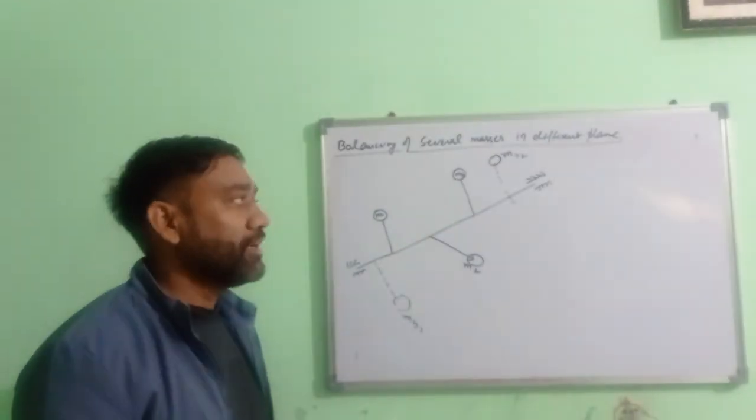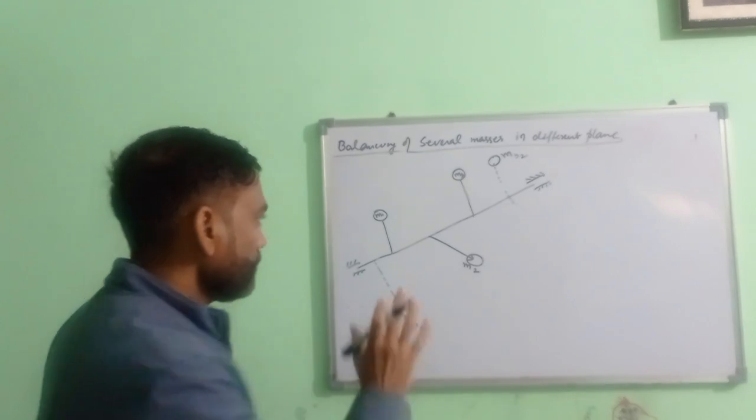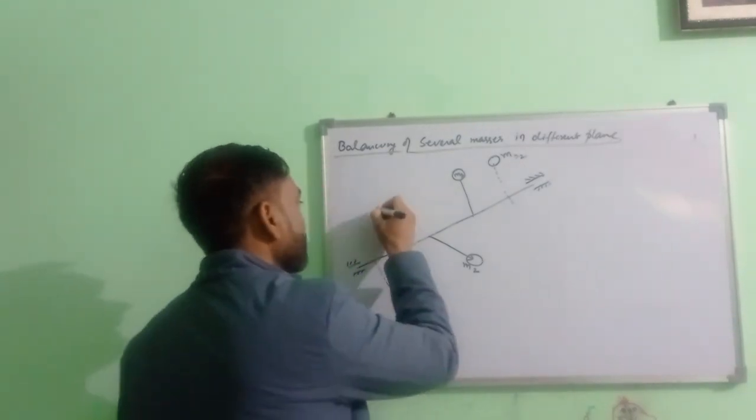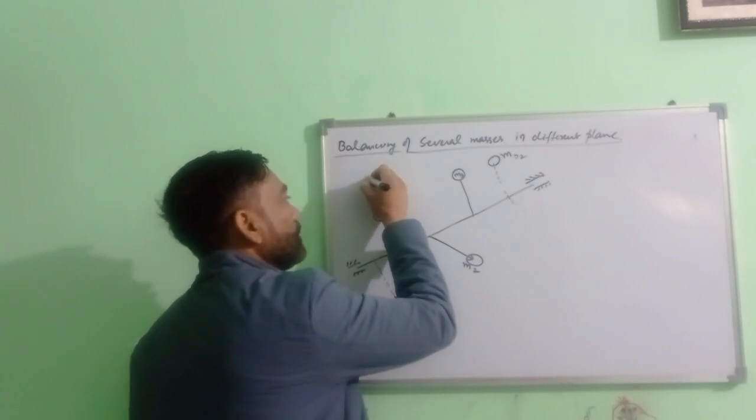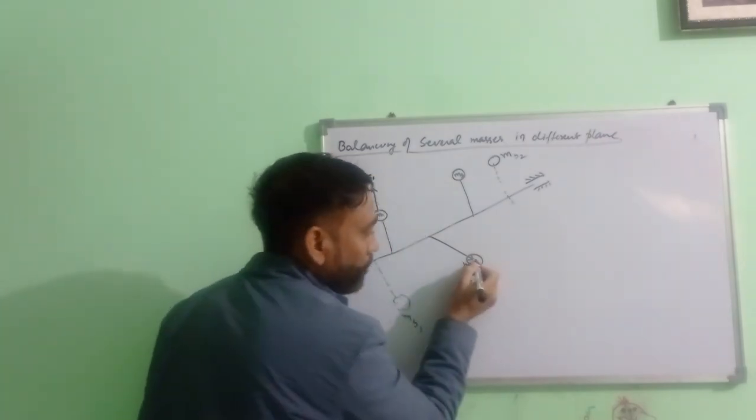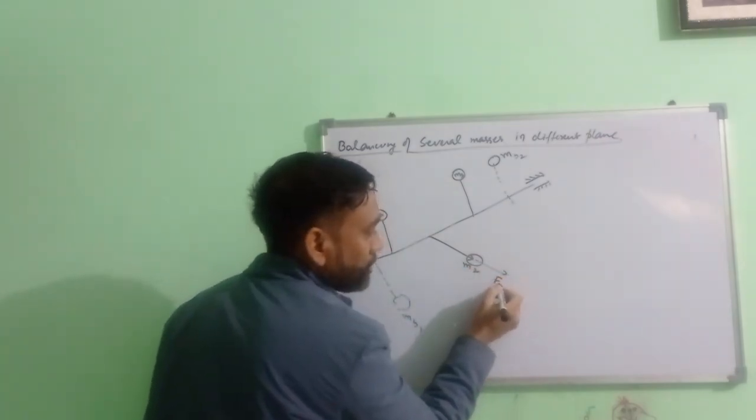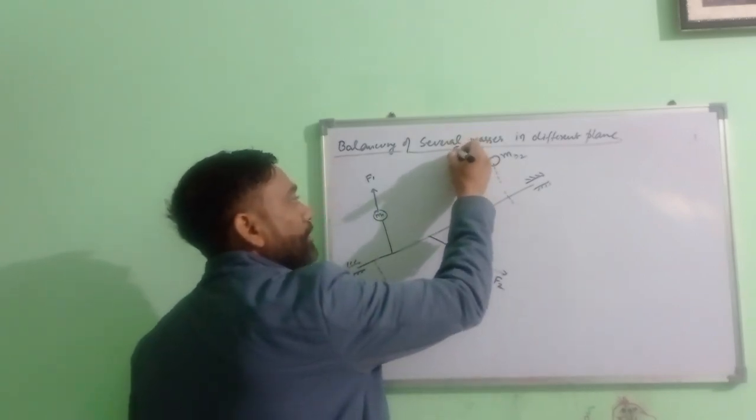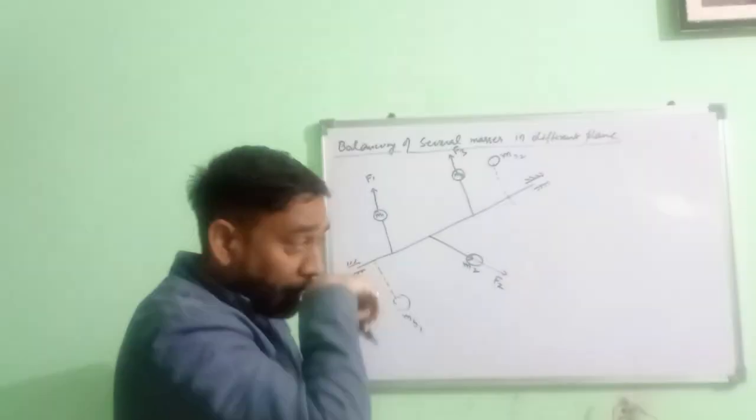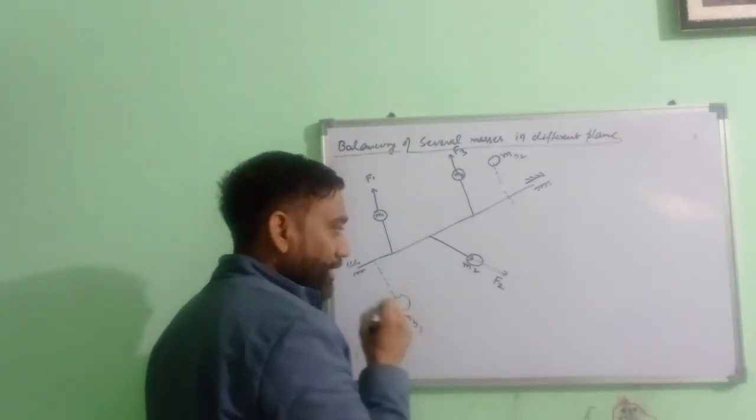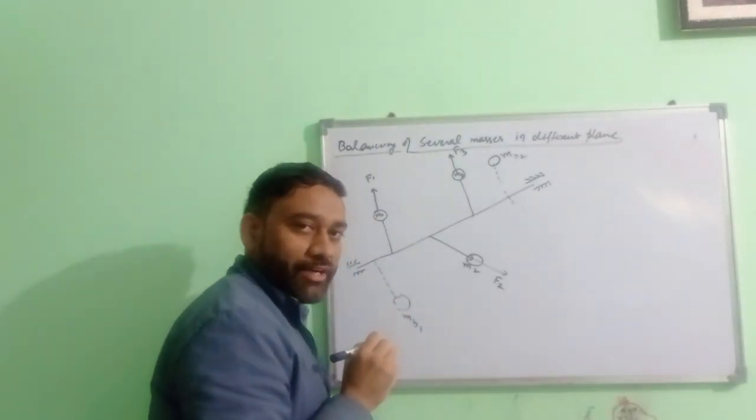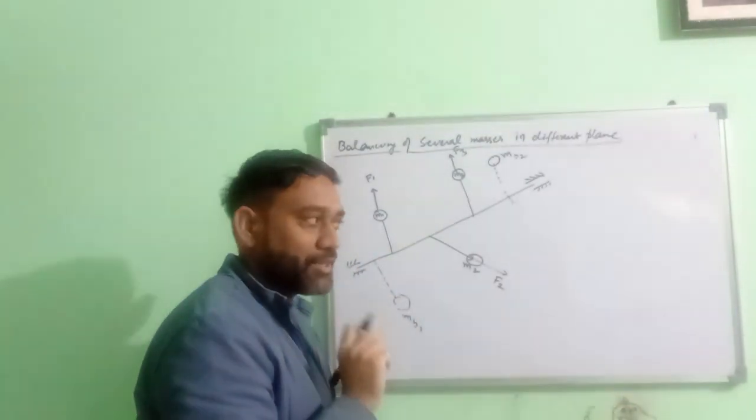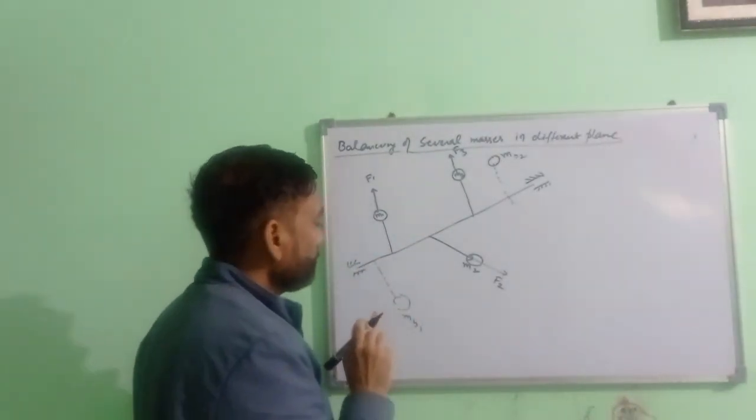So how will we solve this problem? This m1 mass creates a centrifugal force f1. This m2 mass creates a centrifugal force f2, and this m3 mass creates a centrifugal force f3. There is also a couple formation due to their different planes, so we consider both.